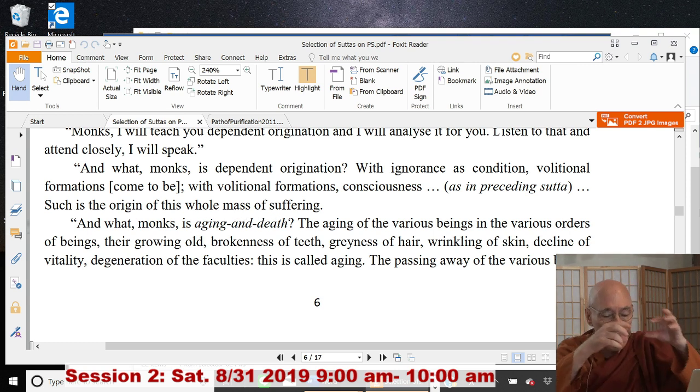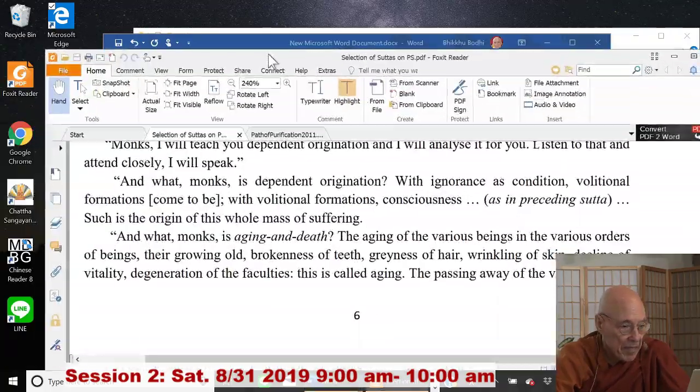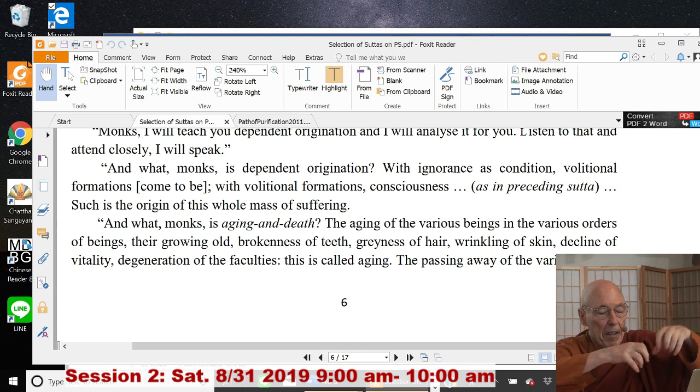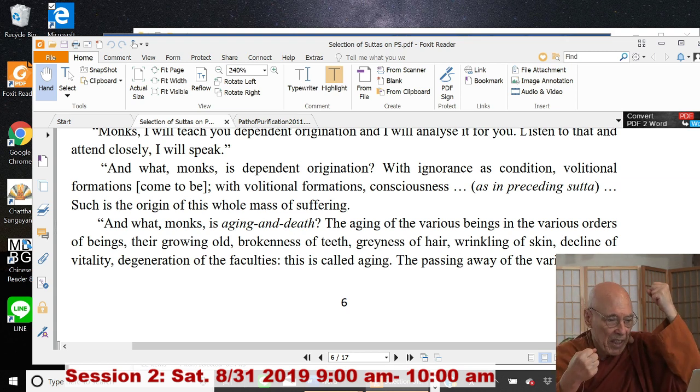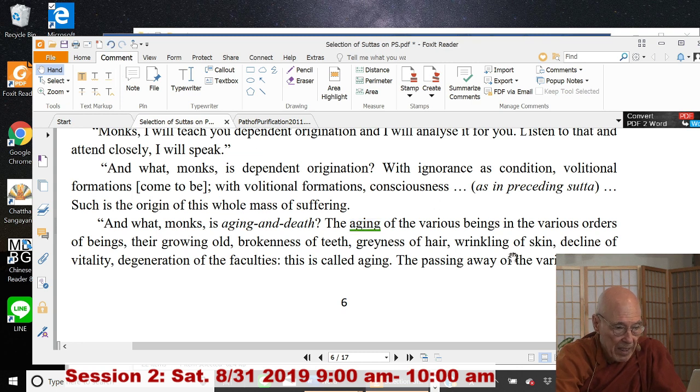And so first, what we have with aging and death, it's a compound of two terms. And so first he breaks this compound down and then defines each term separately. First, aging, and then death. So what is aging or old age? So it is the aging of the various beings in the various orders or realms of beings.